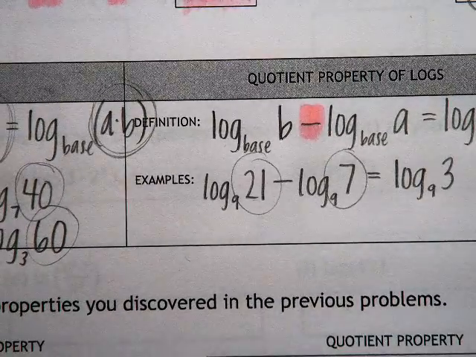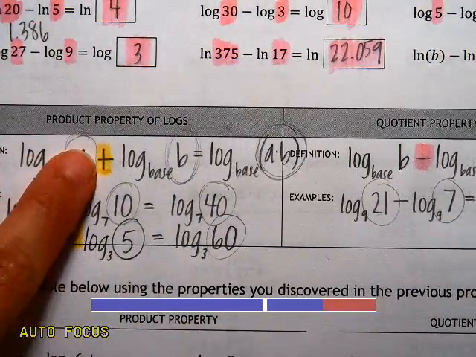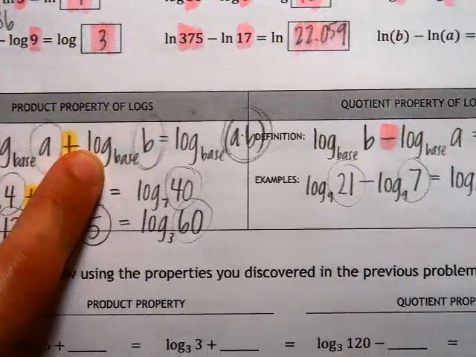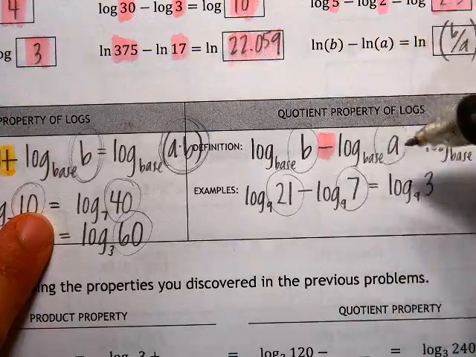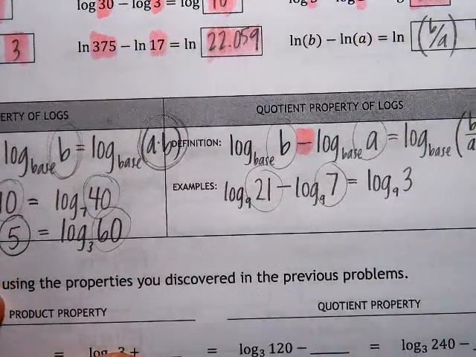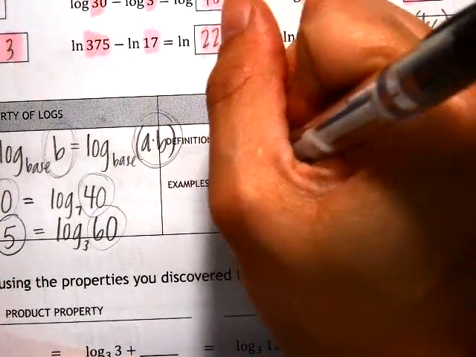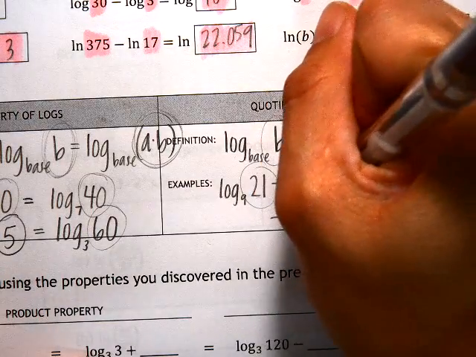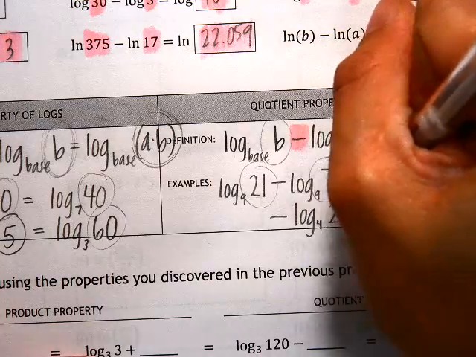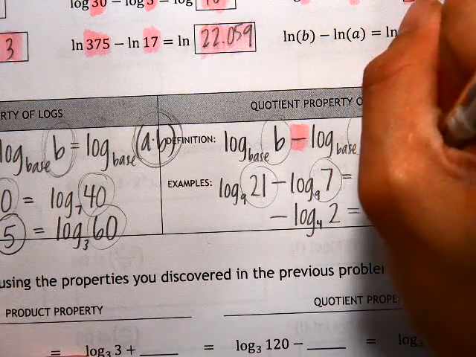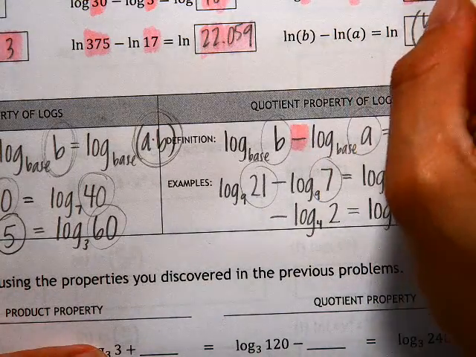So long story short, if you see a plus sign, that tells you you're going to multiply A and B. And if you see a subtraction sign, that tells you you're going to divide the B and the A. So again, you can use this as a little bit of logic. What if you had something you didn't know, minus log base 4 of 2, and you had an answer of log base 4 of, say, 10.